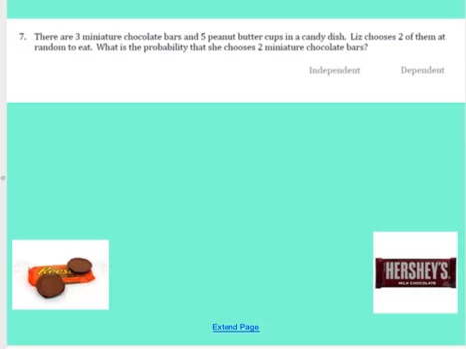All right, next one. 7. There are 3 miniature chocolate bars with 5 peanut butter cups in a candy dish. Liz chooses 2 of them at random to eat. What is the probability that she chooses 2 miniature?